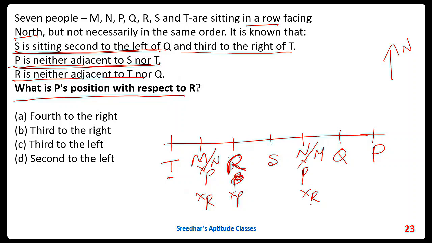With respect to R, P is 1, 2, 3, fourth to the right. So with respect to R, P is fourth right. So answer option A. With respect to R, P is fourth right. Is this clear? If any of you need repetition, let me know.